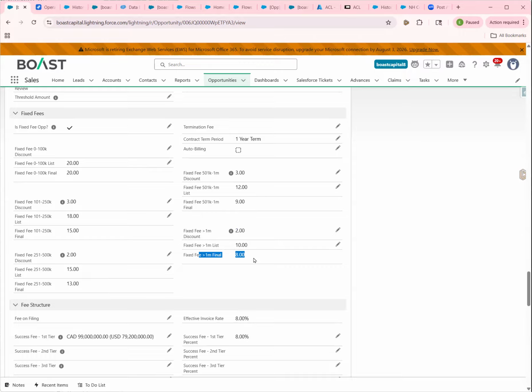I get it. But initially, the discount and list are equal. Actually, there's nothing in the discount, zero. It's blank, yes, of course. That makes sense. Okay, sorry, proceed, go on.